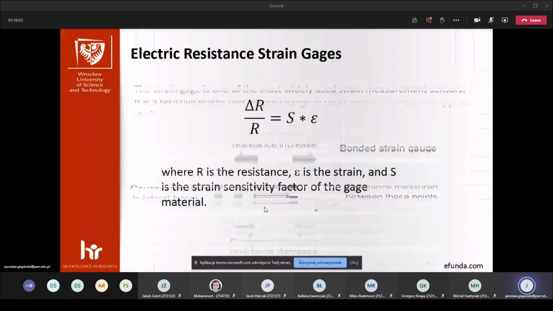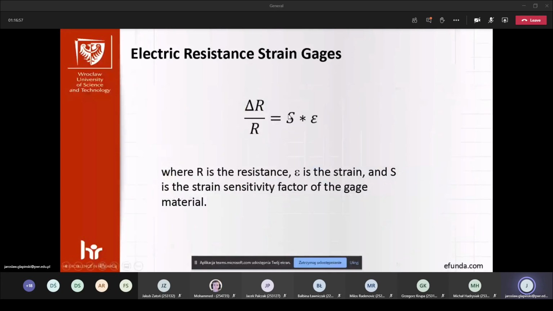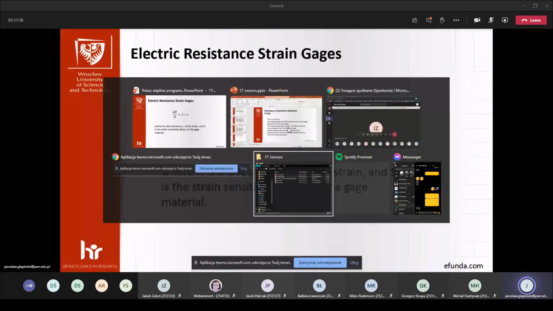Okay, this is the relation between the changes of resistivity due to the changes of the strain. Yes, strain factor and the changes of the resistance. This is the strain. This is the strain factor. Okay, I will try to show you a film.